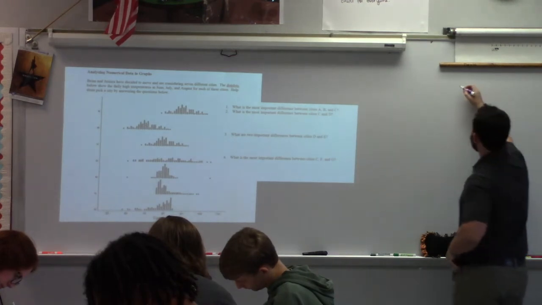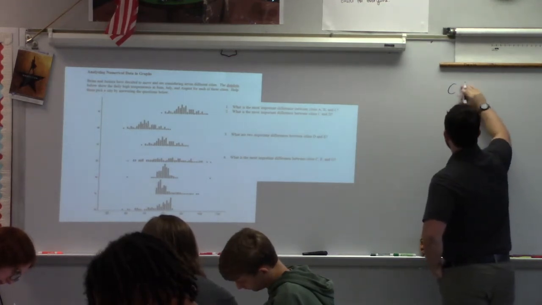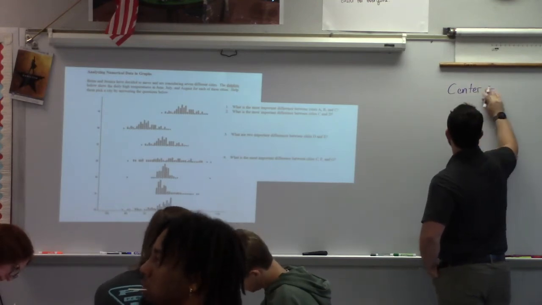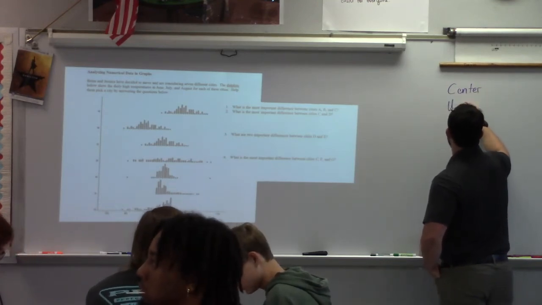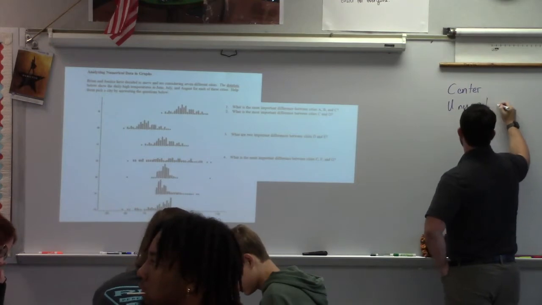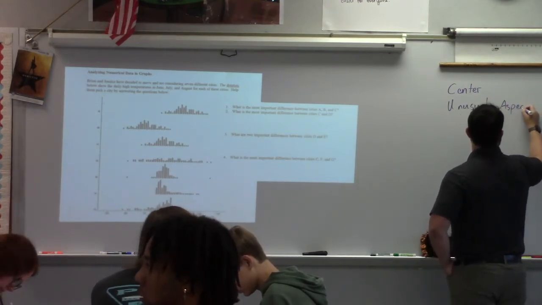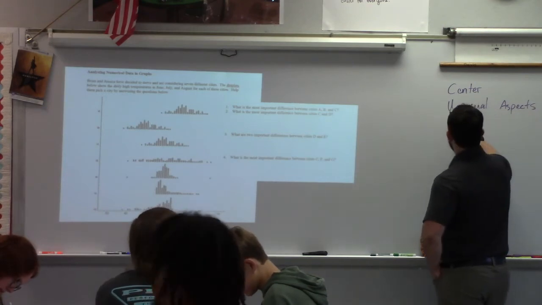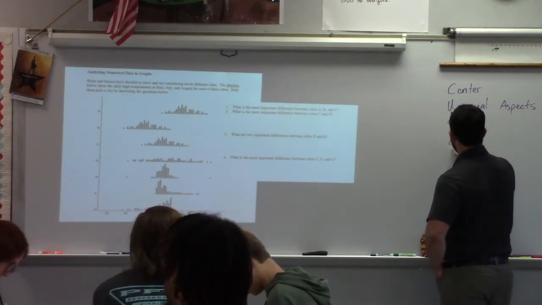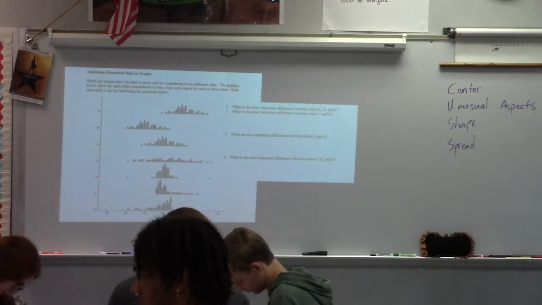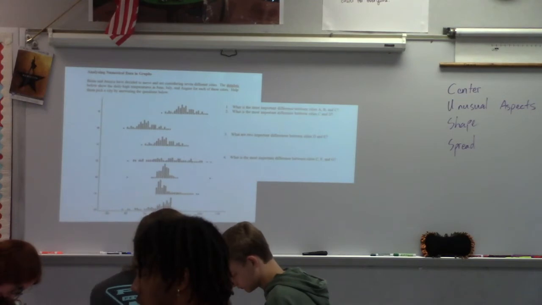Center. Unusual aspects. CUSS. There we go, right? Unusual aspects. Keep listening, y'all, and forget what I'm actually trying to spell. Shape and spread. All right. So, when we look at cities A, B, and C, what's the most important difference for those cities?